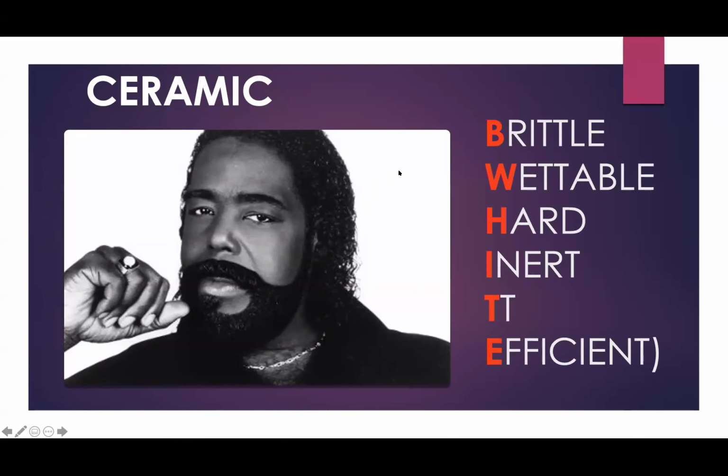So this is my mnemonic that I've created for the properties of ceramic. And I want you guys to remember this for the exam. So remember, B White for Barry White. B is brittle, although the new generations of ceramic are less so. W is wettable, which means it has a high affinity for lubricant. H is hard, it's got resistance to scratching. I is inert, it's not chemically reactive. T is transformational toughness. And E is efficient, it's got a low coefficient of friction.